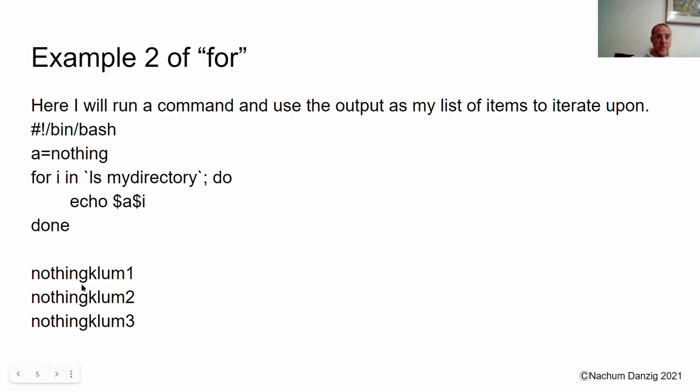So in my example, I had a directory with clum1, clum2, and clum3, 3 directories. But I printed out $A, $I. So $A is nothing, and $I is whatever the result, which is clum1 or clum2 or clum3. So I'm going to get nothing clum1 for the first one, nothing clum2, nothing clum3. That's my output.